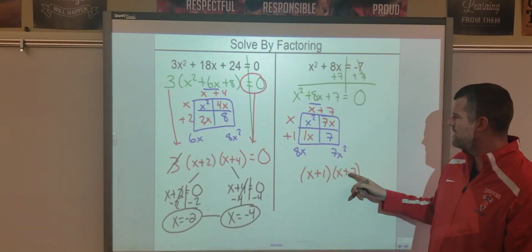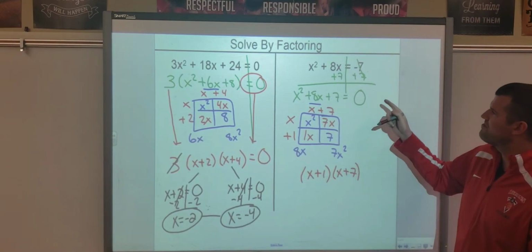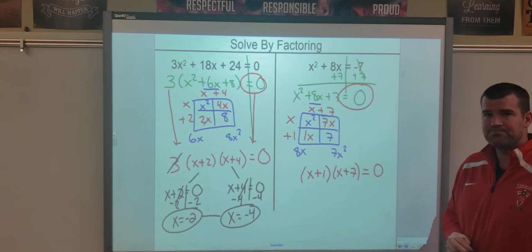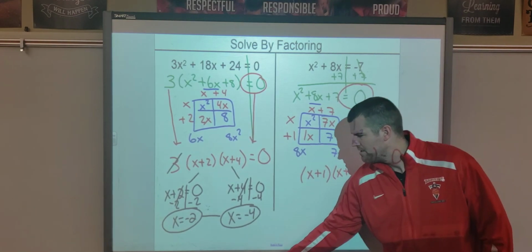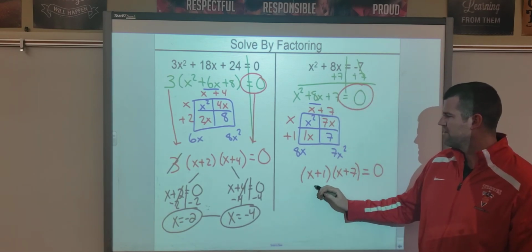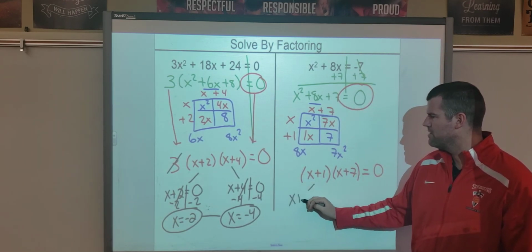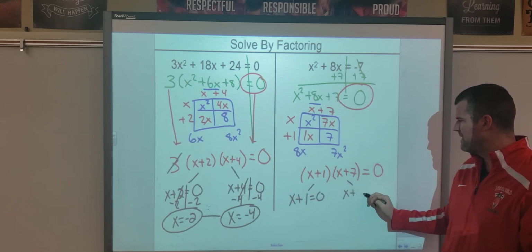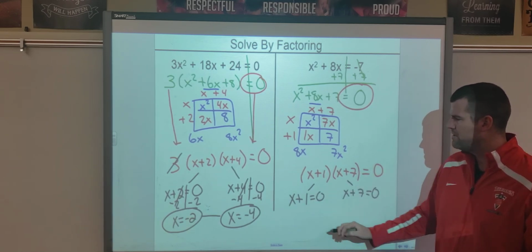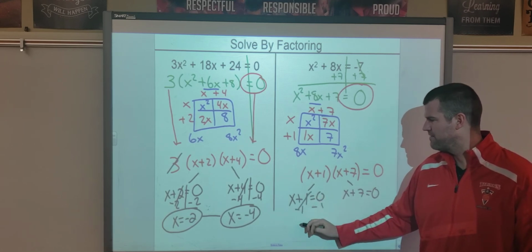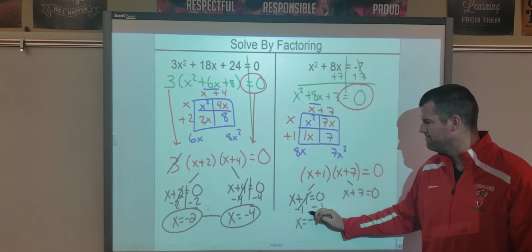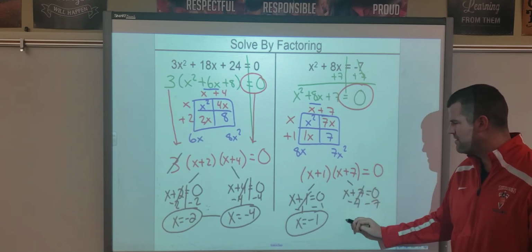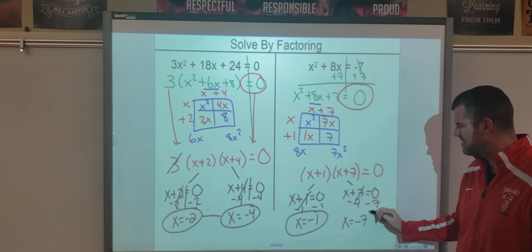We get x plus 1 times x plus 7. But since we're solving, I need to make sure I put my equals 0. And then our last step, set each factor equal to 0 using the zero product property. So x plus 1 equals 0, x plus 7 equals 0. Subtract 1 on both sides, and our first solution is -1. Subtract 7 from both sides, and our next solution is -7.